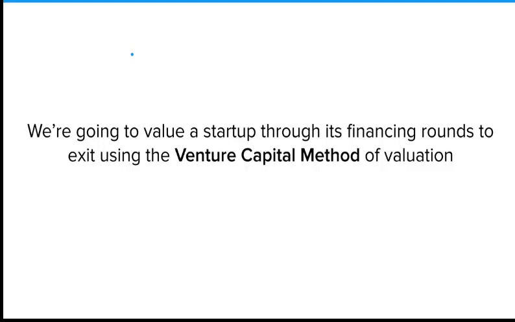So the venture capital method was set up by a professor at Harvard Business School who decided that for companies that don't have a track record of financials, they don't have historical statements with which we can analyse and create DCF valuations, which we can do for listed companies.